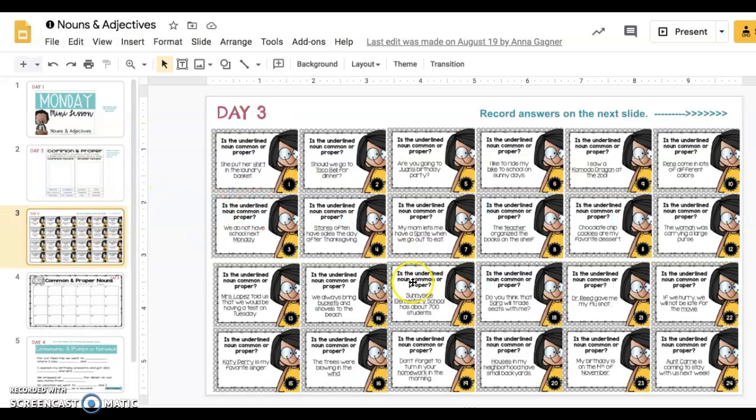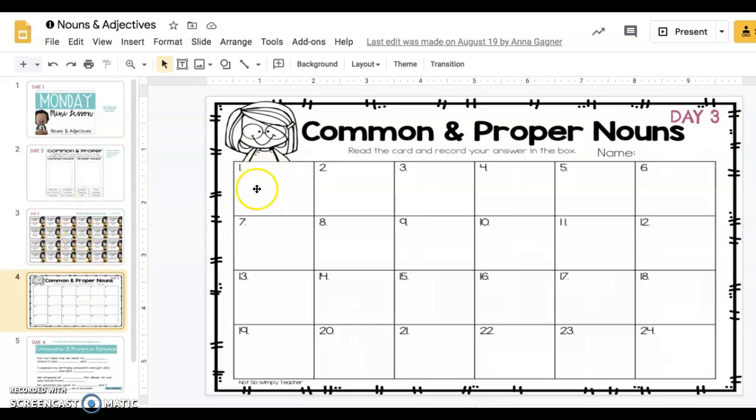Now on Wednesday, we get these task cards, and you go through each task card and you answer the question: is the underlined noun common or proper? You read the sentence, she put her shirt in the laundry basket. So the underlined word is shirt. On the next slide, you would click on the first slide and you would write in whether it was common or proper. Shirt is a common noun, so you would write in common.